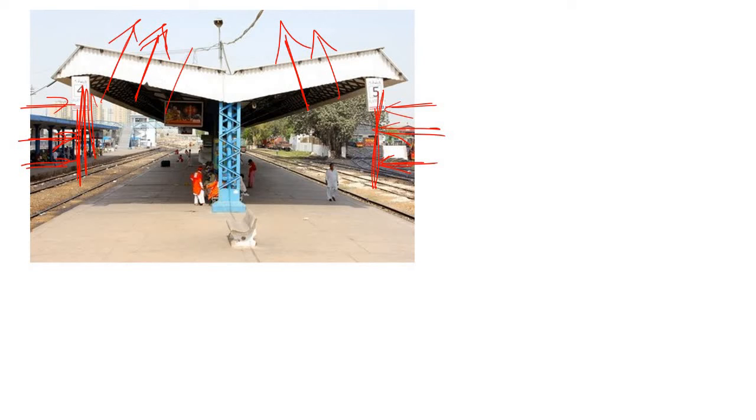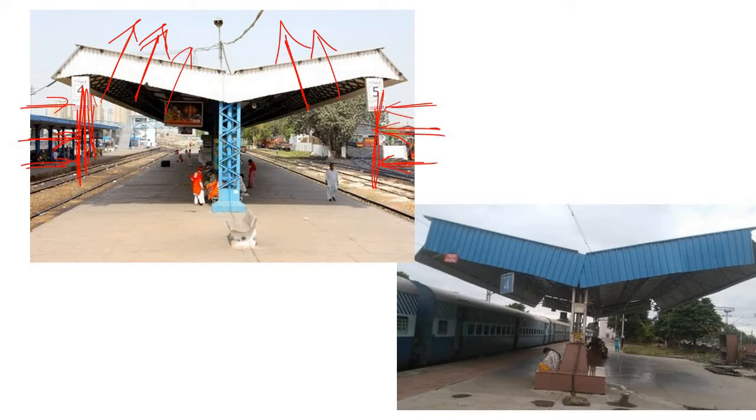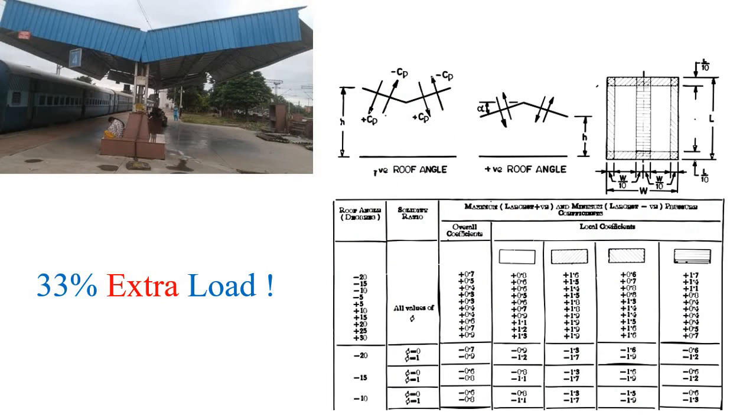Agree? But let's say at one of the sides there is some train or some obstruction. Now let's say wind is flowing from this side. What is the result? What do you think, is the force exerted on this side and the force exerted on this side the same? Definitely not. Why? Because on this side of the canopy we have obstruction due to this train. In all the codes you will find how to calculate the extra force due to this obstruction. Here we have considered the IS code.